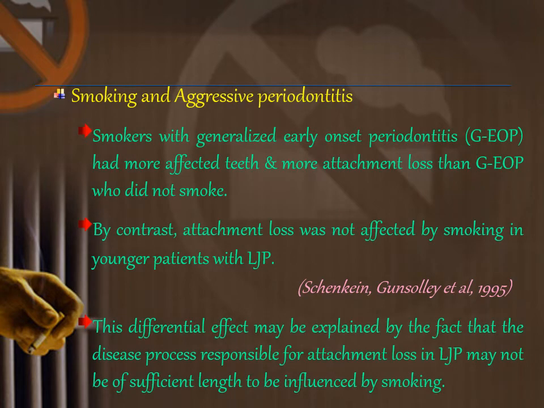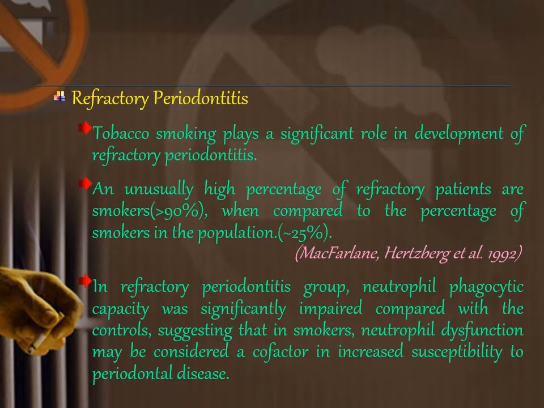Smoking and aggressive periodontitis. Smokers with generalized early onset periodontitis have more affected teeth and more attachment loss than those with generalized early onset periodontitis who did not smoke. By contrast, attachment loss was not affected by smoking in younger patients with LJP. The differential effect may be explained by the fact that the disease process responsible for attachment loss in LJP may not be of sufficient length to be influenced by smoking.